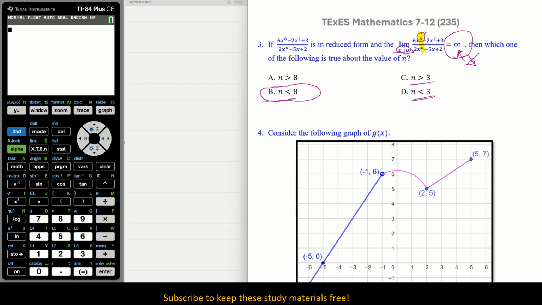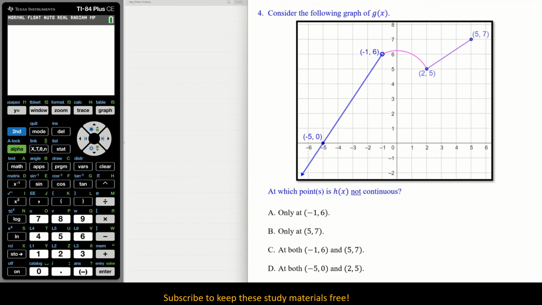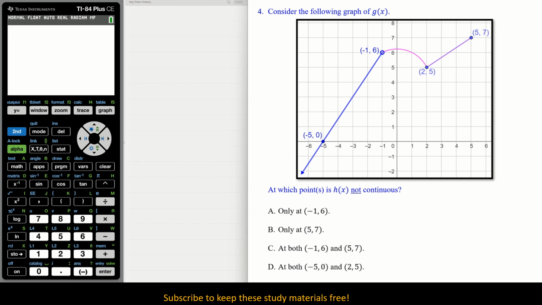Okay, so now let's look at number 4. We have to think this through and work with the definitions of what is continuous or what is not continuous, continuity. At which point or points is h of x not continuous? I just noticed this should be h. We've already used g.